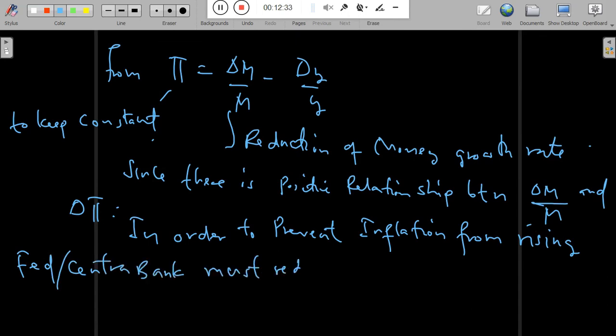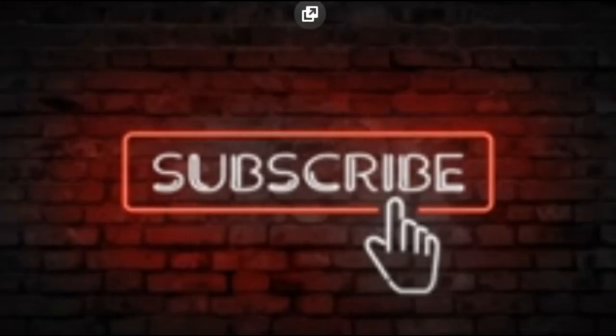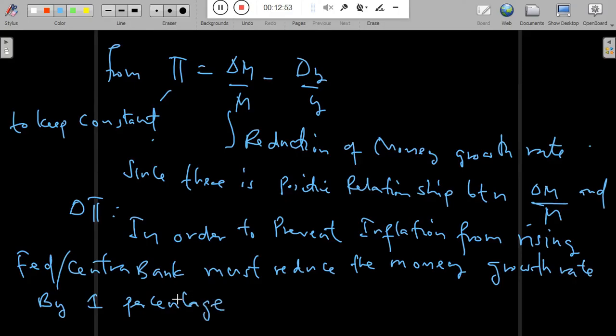Now the central bank, or the Fed, must reduce the money growth rate by 1%. So in order to prevent inflation from rising, the Fed or the central bank must reduce the money growth rate by 1 percentage point per year. So that is how we do it.